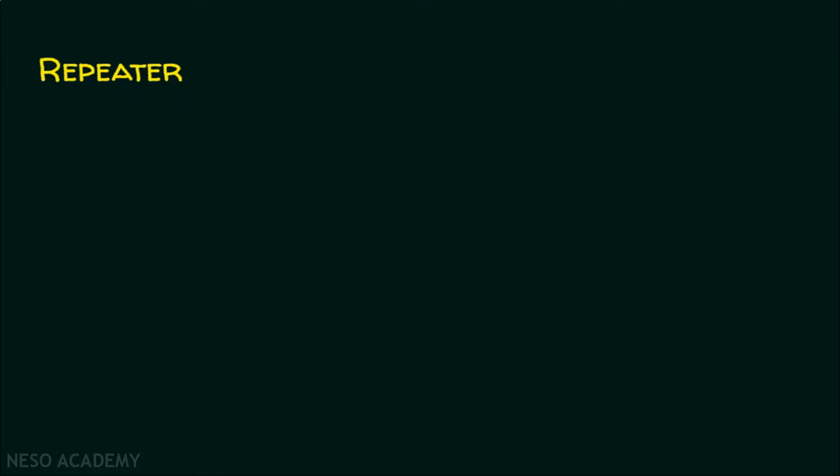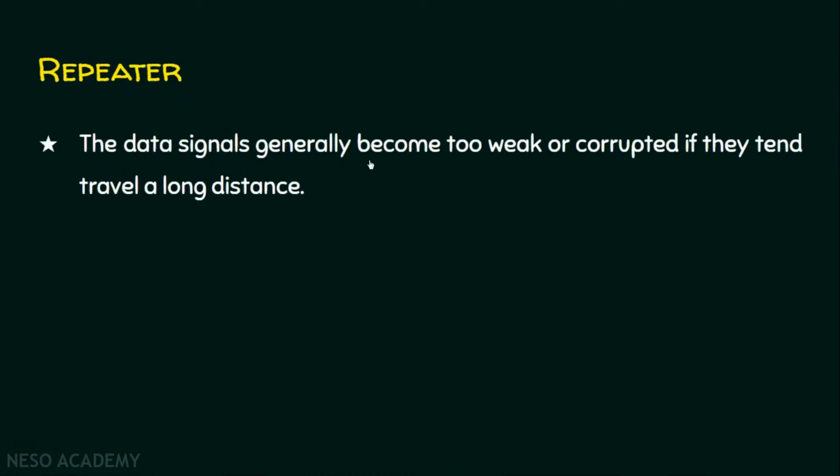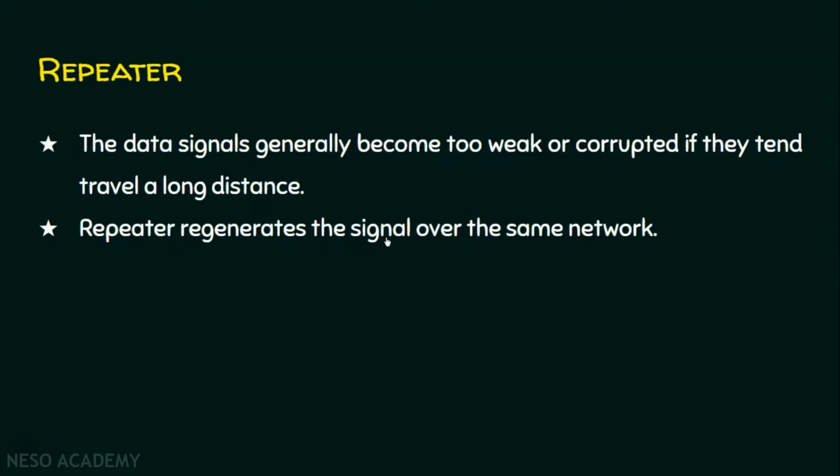Likewise, in a computer network also, the data signal generally becomes too weak or corrupted if it travels a long distance. And we need some device to regenerate the signals. And the repeater regenerates the signal over the same network. The very important point to note here is the repeater regenerates the signal over the same network. It means computers belonging to the same network can seek the help of a repeater to regenerate. We will understand the point when we see an example.